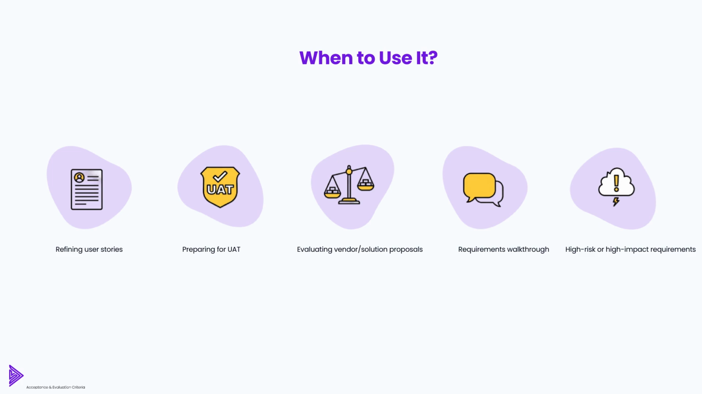Acceptance criteria aren't just for one stage. Use them when refining user stories, prepping for UAT, evaluating vendors, walking through requirements, or handling high-risk features. If a requirement matters, put acceptance criteria around it. It's a safeguard.